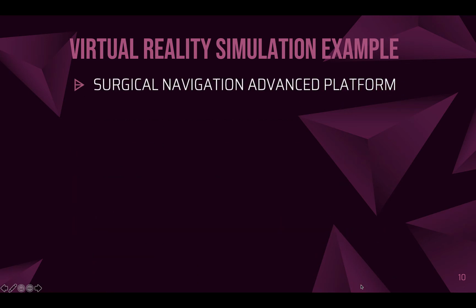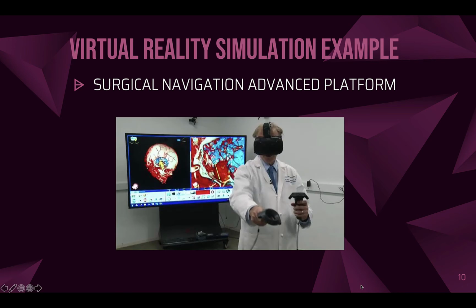My example for the virtual reality simulation is a program called Surgical Navigation Advanced Platform, or SNAP. It's a neurosurgery trainer. So here you can see the surgeon wears the virtual reality headset and has controllers in his hands that mimic his normal surgical instruments. The controller's place in space is picked up by the program and projected into this image.